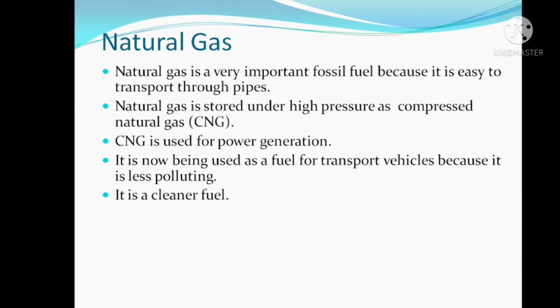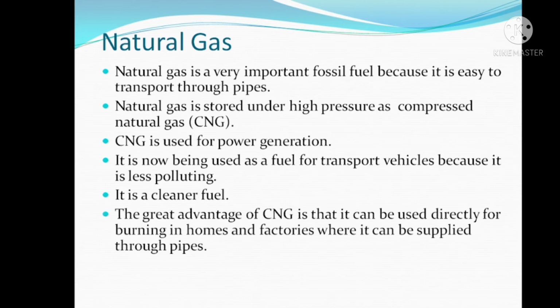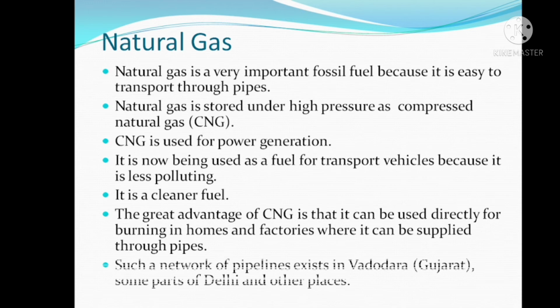It is a cleaner fuel. The great advantage of CNG is that it can be used directly for burning in homes and factories, where it can be supplied through pipelines. That means once we have installed the pipeline, we don't require any kind of transportation. The gas will automatically transfer from one place to another. Such a network of pipelines exists in Vadodara in Gujarat, some parts of Delhi and other places. Here in Vapi and some other areas of South Gujarat, we are also using that pipeline.